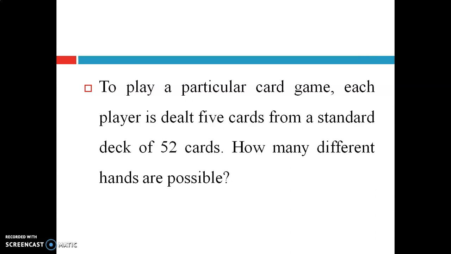To play a particular card game, each player is dealt 5 cards from a standard deck of 52 cards. How many different hands are possible? So here, you know that there are 52 cards, and out of these 52 cards, 5 cards will be taken by the player at a time. So how many different hands are possible?